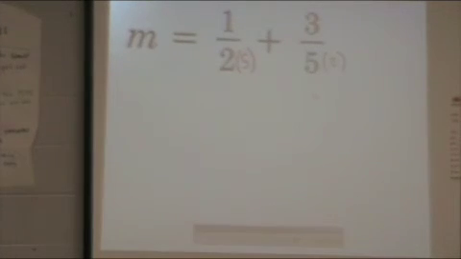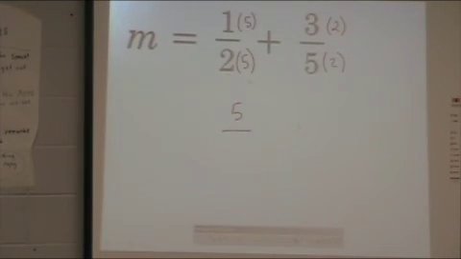But now, what you do on the bottom, you have to do on the top. So what do I have to multiply 1 by? 5. And what do I have to multiply 3 by? What did I multiply the bottom by? 2, so I got to multiply the top by 2 as well. Okay? Now do all your multiplying. 1 times 5 is 5 over 2 times 5 is 10 plus 3 times 2 is 6 over 5 times 2 is 10. Hey, look at that.